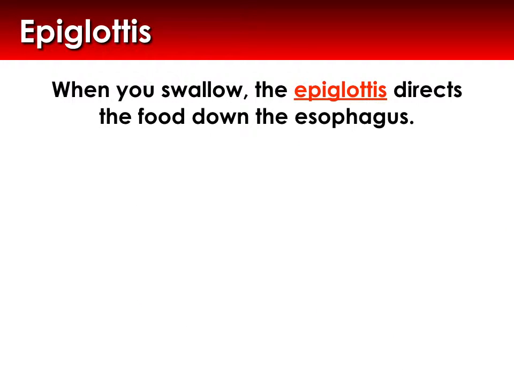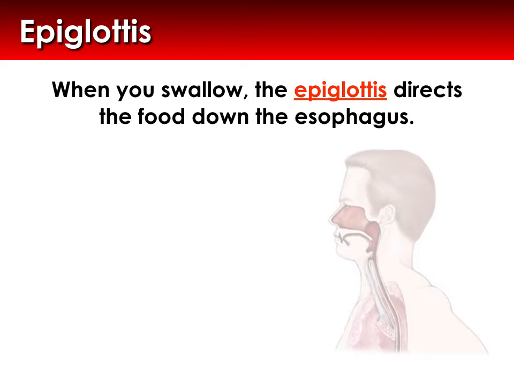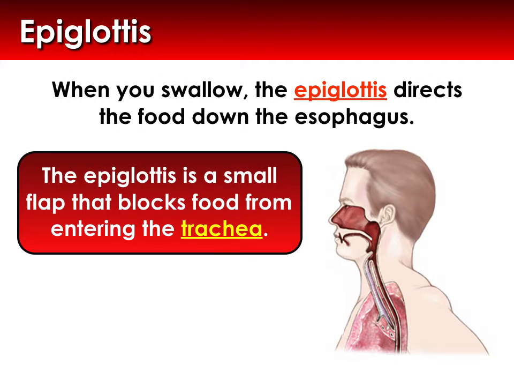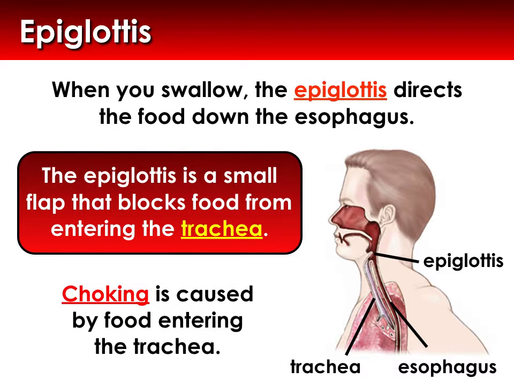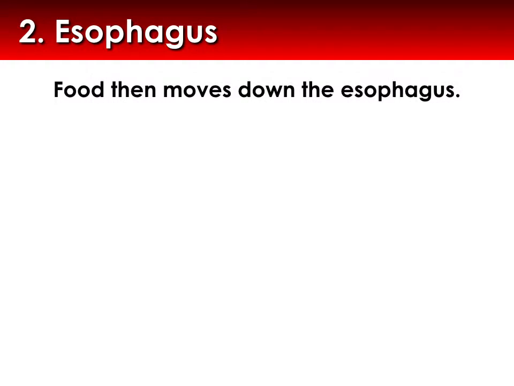When you swallow, the epiglottis directs food down the esophagus. The epiglottis is a small flap that blocks food from entering the trachea. So you can see the trachea is the tube in the front, and the esophagus is the tube in the back, and the epiglottis is a little flap that covers them. Choking is caused when food enters the trachea. Food will then move down into the esophagus.